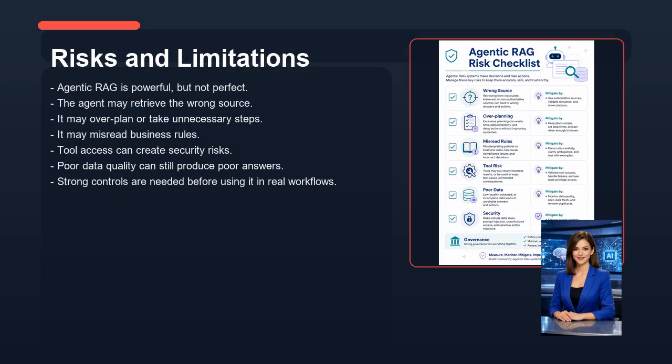Now let's look at risks and limitations. Agentic RAG is powerful, but not perfect. The agent may retrieve the wrong source. It may overplan or take unnecessary steps. It may misread business rules. Tool access can create security risks. Poor data quality can still produce poor answers. Strong controls are needed before using it in real workflows.